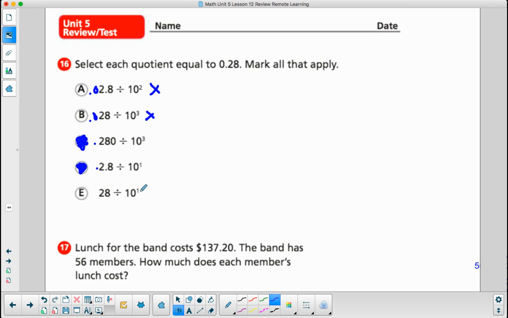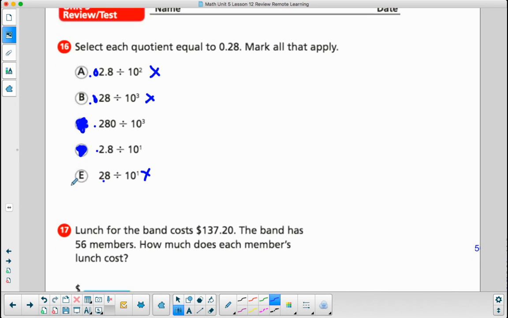28 divided by 10 to the first. Again, 10 to the first is 10. Dividing by 10 means to shift the digits 1 place to the right, or the decimal once to the left. That's 2 and 8 tenths, not 28 hundredths. So the correct answer should be C and D.